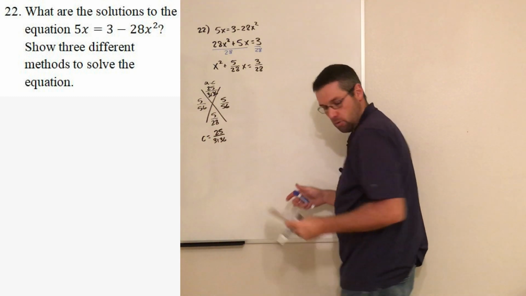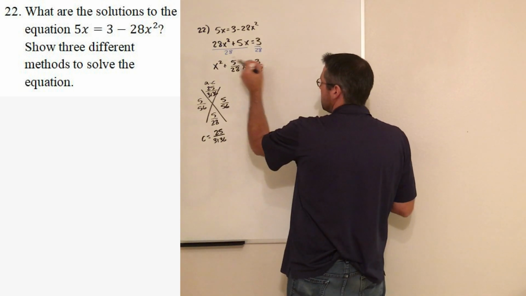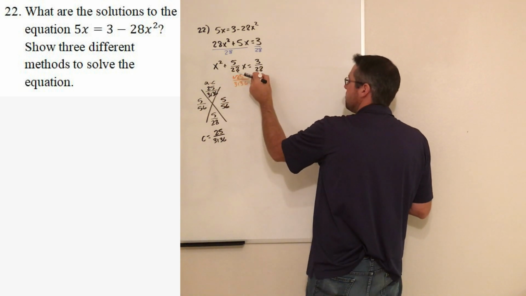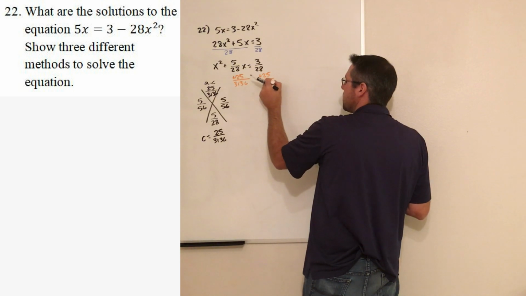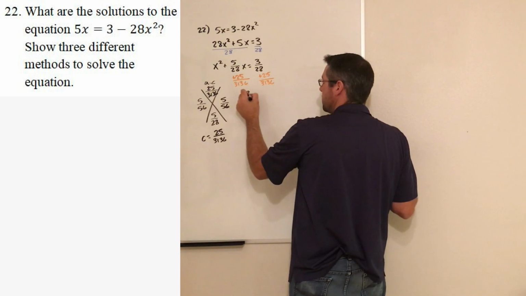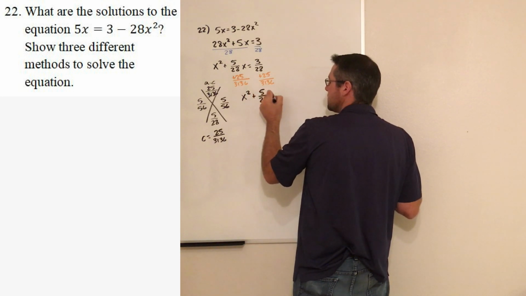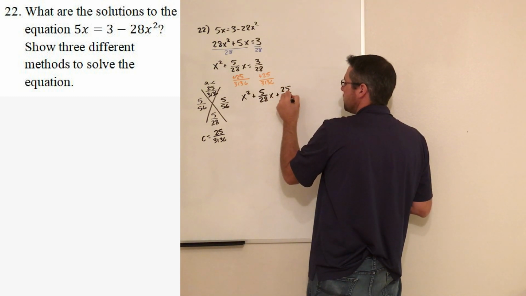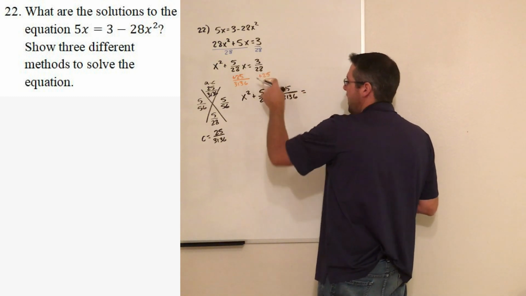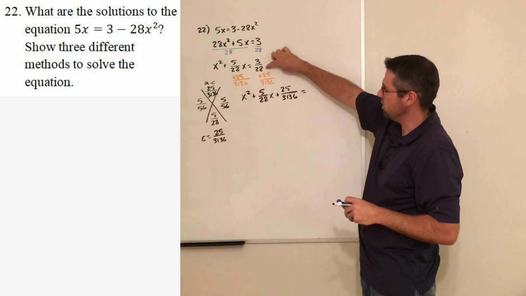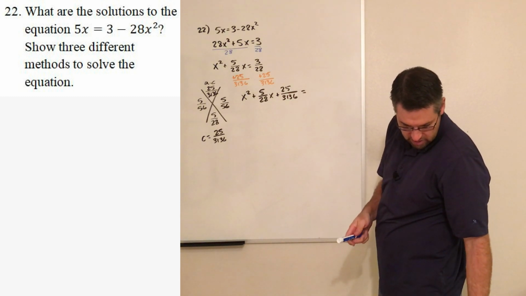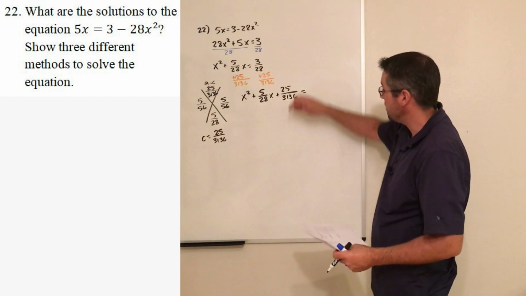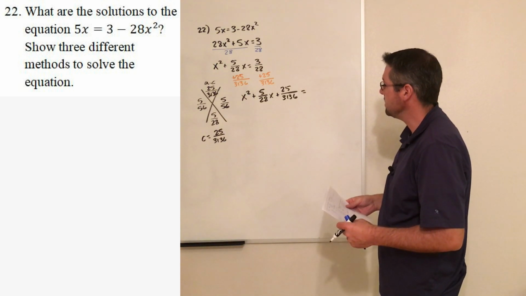From there, we're going to add that to both sides of our equation. So we're going to add 25 over 3,136 to both sides. This gets really gross, like I said. So you end up with x squared plus 5 over 28x plus the 25 over 3,136 equals, now when I go to add these up, I need to find a common denominator in order to add those up. And in this case, the common denominator is in fact 3,136.